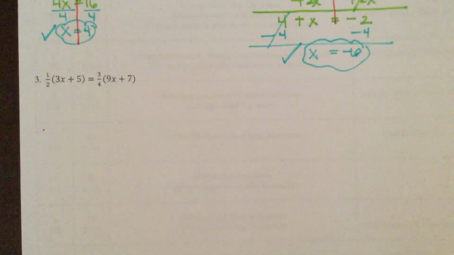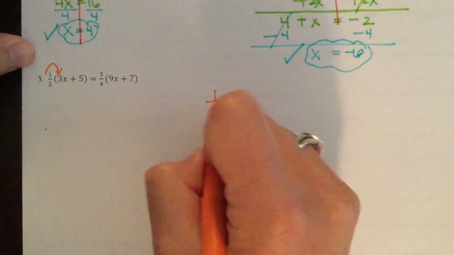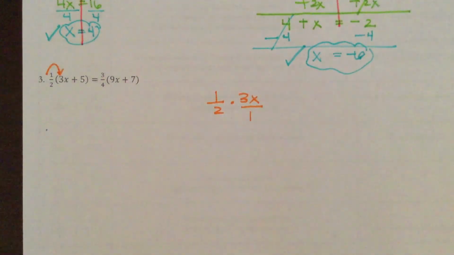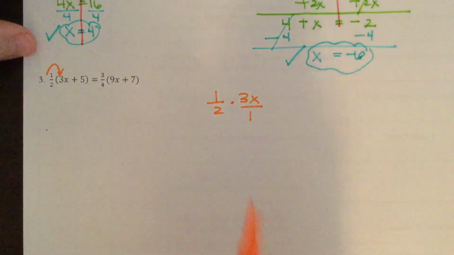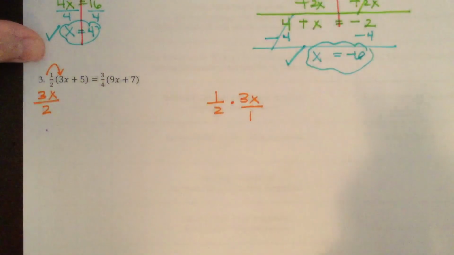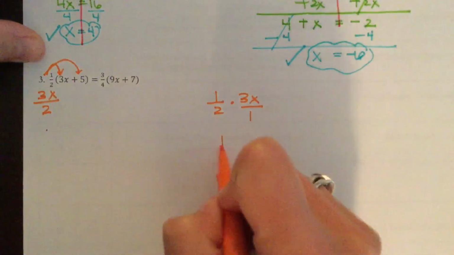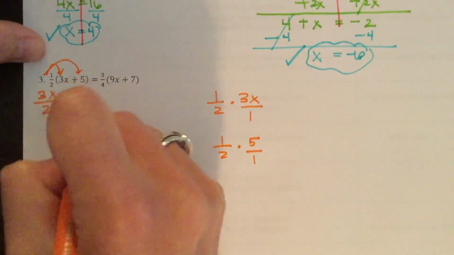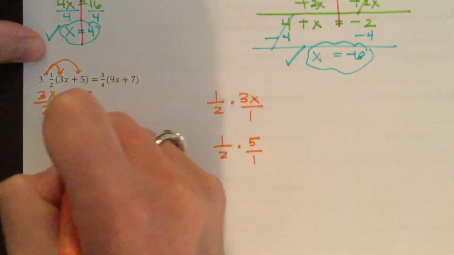All right, last problem. You guys got this. Step 1, we want to distribute. I'm going to distribute the 1/2 to the 3x. Again, if it makes me feel weird that 3x isn't a fraction, I can make it a fraction by putting it over 1. So multiplying on top, 1 times 3x is 3x, and on the bottom, 2 times 1 is 2. I'm also going to distribute the 1/2 to the 5. Again, if needed, I can make the 5 a fraction. On top, 1 times 5 is 5, and on the bottom, 2 times 1 is 2.